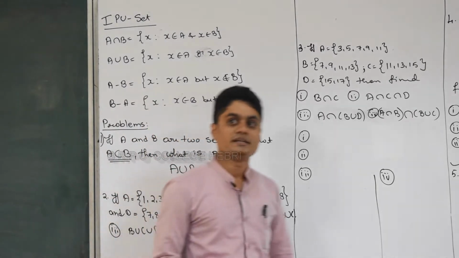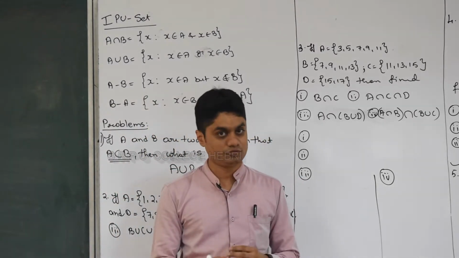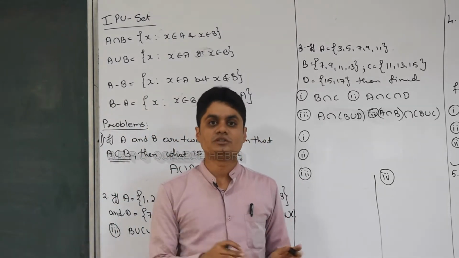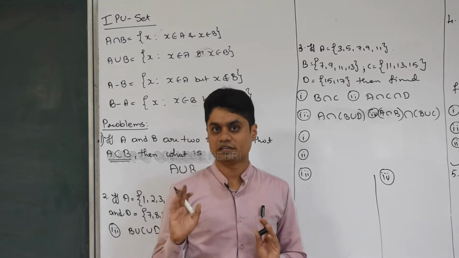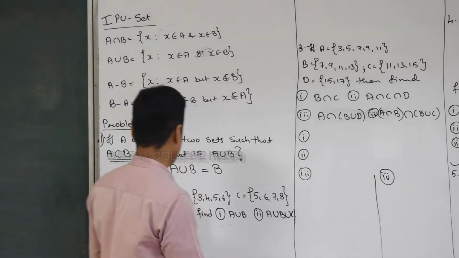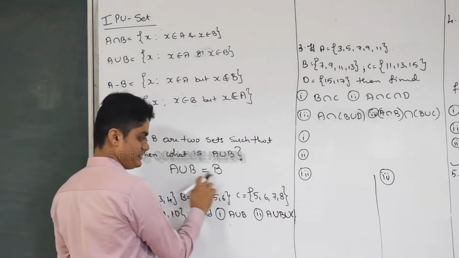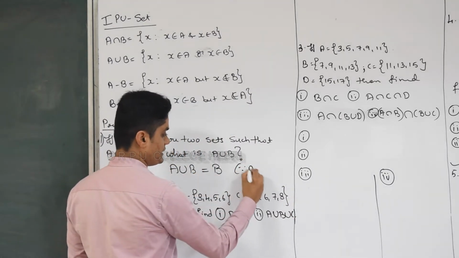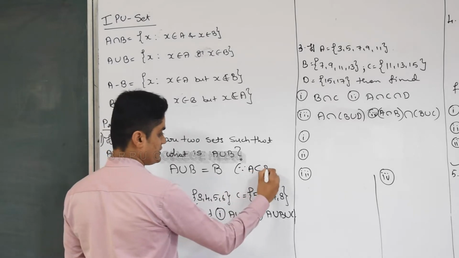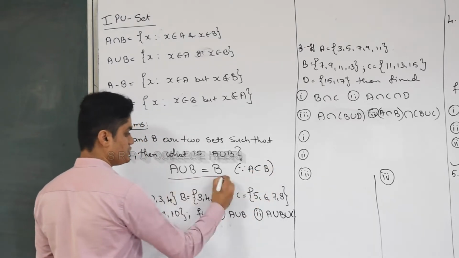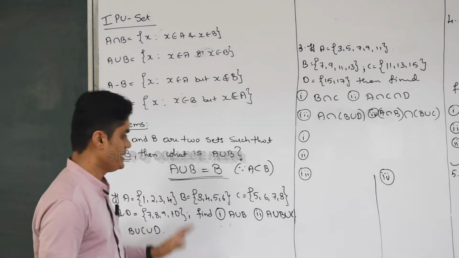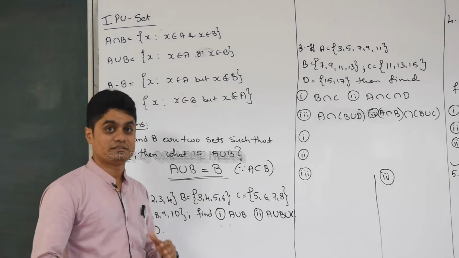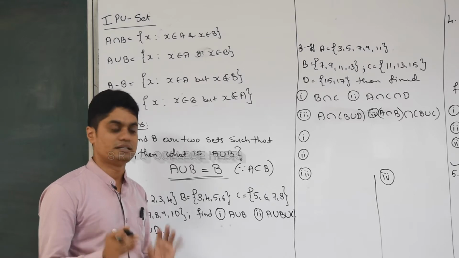It cannot be A, because whenever you take the union of two sets, you take the elements from both. If an element repeats, you write it only once. So here the biggest set is B, therefore the answer is B. The reason: A is a subset of B, so A union B is equal to B. You can remember this as a result also. Remember, in intersection we always consider the smaller set, and in union only the bigger set.